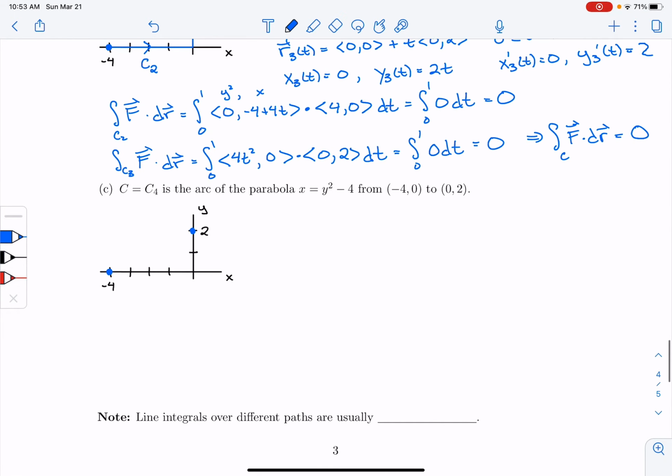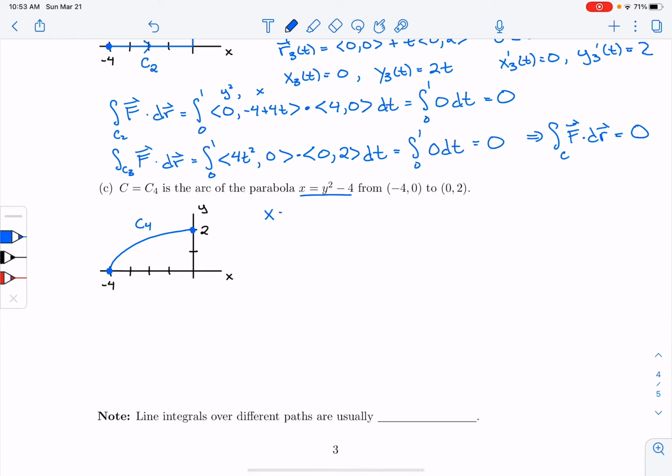That path, C4, is going to be the arc of the parabola x equals y squared minus 4. So that's this parabola. We're going to call that C4. And then an easy way to parameterize that is going to be to let y equal t. And then if you let y equal t, then x must be t squared minus 4. Well, then we have to let t go between 0 and 2 so that it starts at the point negative 4, 0, and then it ends at the point 0, 2.